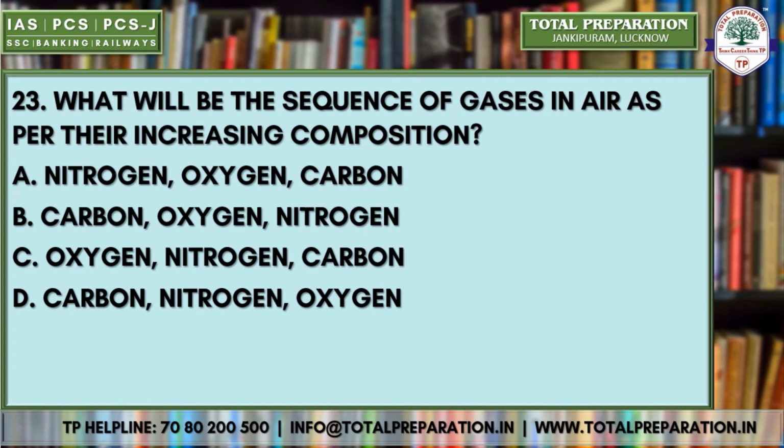What will be the sequence of gases in air as per their increasing composition? Option A, nitrogen, oxygen, carbon. Option B, carbon, oxygen, nitrogen. Option C, oxygen, nitrogen, carbon. Option D, carbon, nitrogen, oxygen. The answer to this question is option B, which is the correct sequence, carbon, oxygen, nitrogen as per their increasing composition in air.